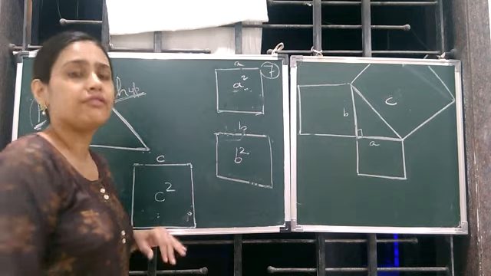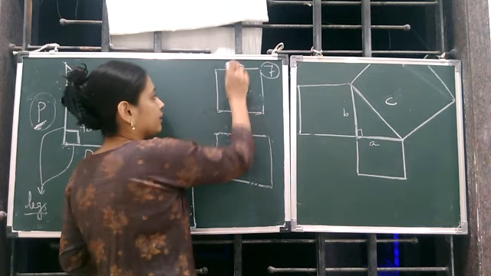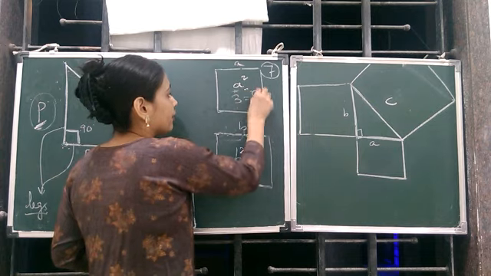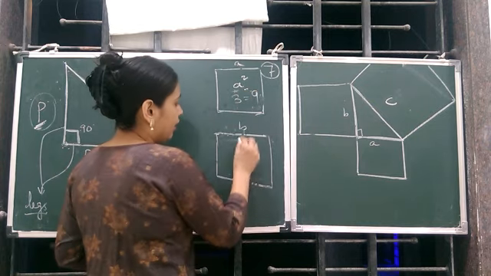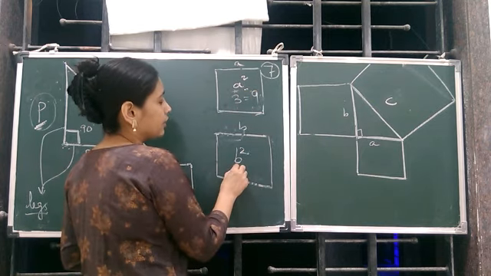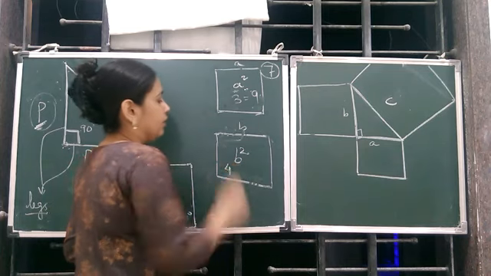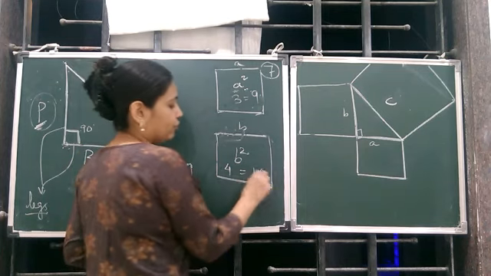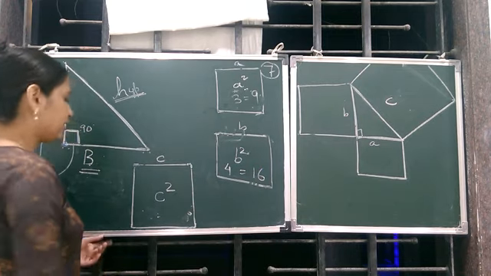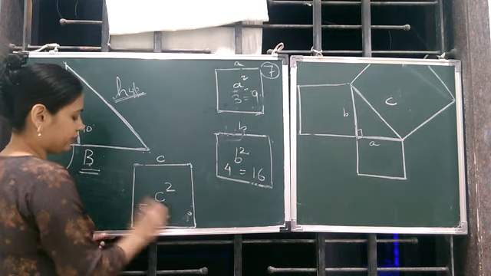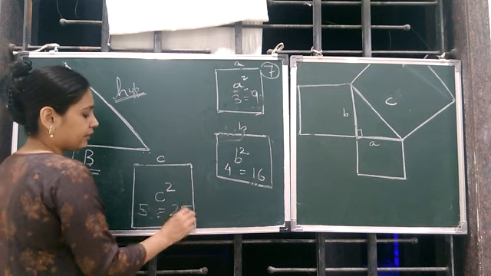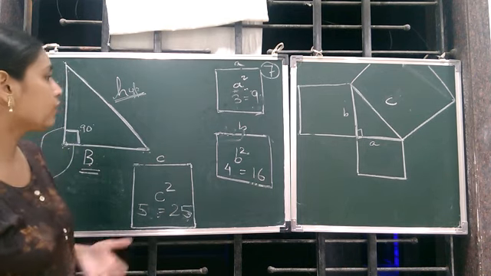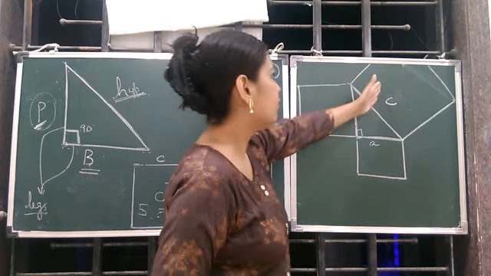Now let's give it a value. Let's say that here A is equal to 3 centimeter. So area will be 9, 3 square, and here say it is 4. Each side of the square is 4 centimeter. So area will be 4 4s are 16. And here let's say each side is 5 centimeter. So what will be the area? The area will be 25.